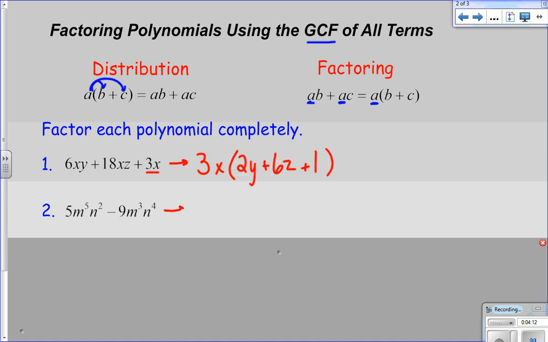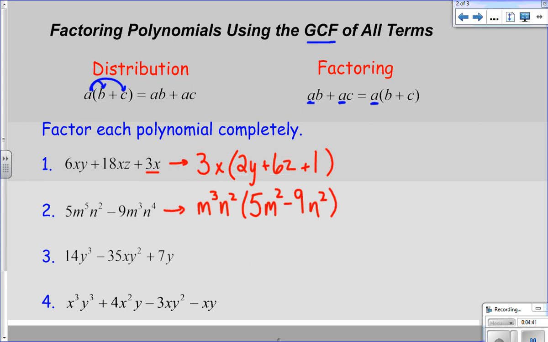With our second example, our greatest common factor of this binomial would be m to the third and n to the second, because there's no common factor of 5 and 9 besides 1. So when we factor out our m to the third n squared, you're left with 5m squared minus 9n squared.